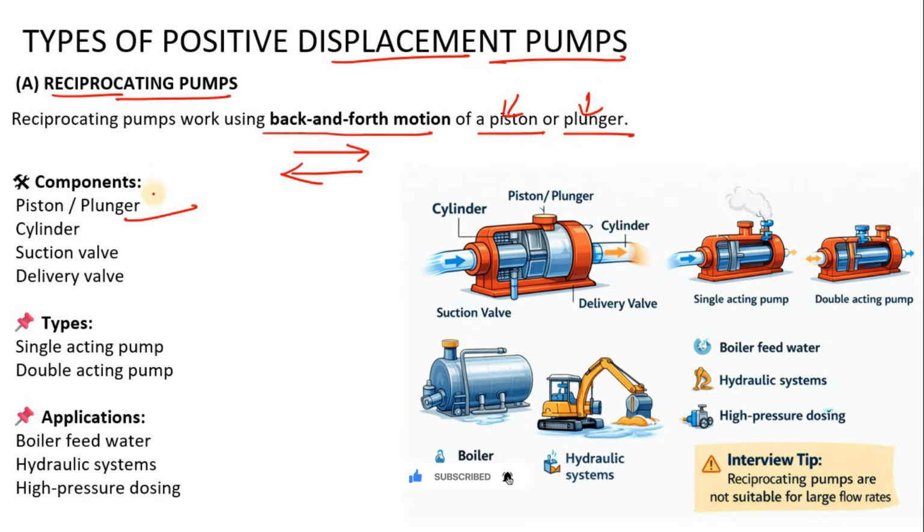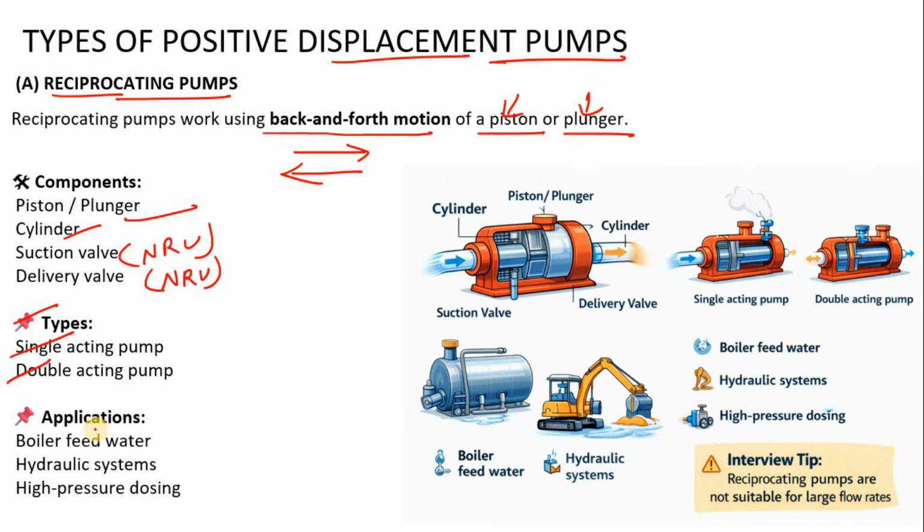Now the components of the reciprocating pumps are the piston plunger, then the cylinder, then your suction valve, or you can say the NRV, then the discharge valve. So this is your discharge NRV or check valve, right? Type, it could be a single acting pump or a double acting pump. I have already covered that in our last video. You can check out that video as well.